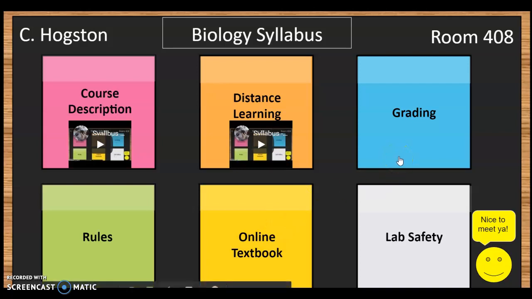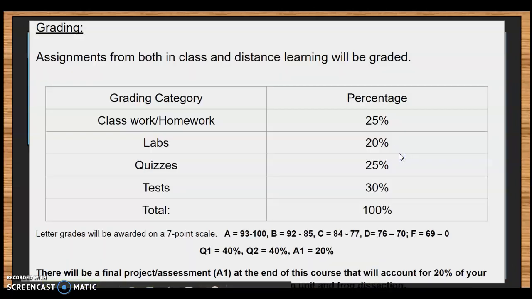Okay, next we're going to look at grading. So assignments from both in-class and distance learning will be graded. This is different from this spring when you were given assignments to do at home. We did not grade those. You probably just received feedback from your teacher on what was right, what was wrong, that kind of thing, but a grade was not assigned. But that changes this year.